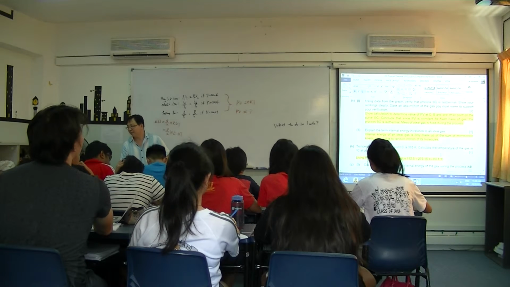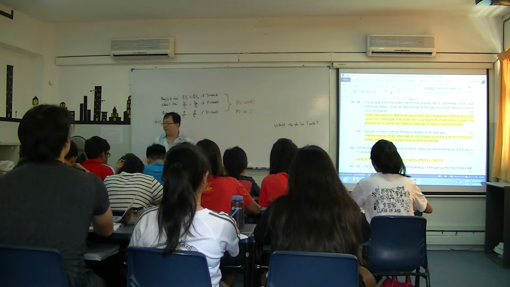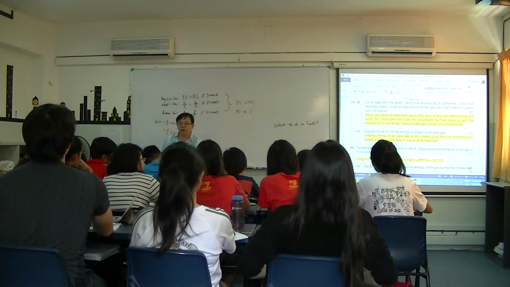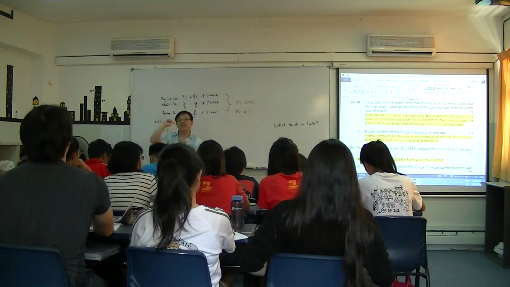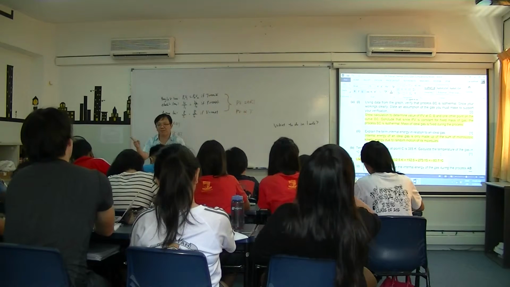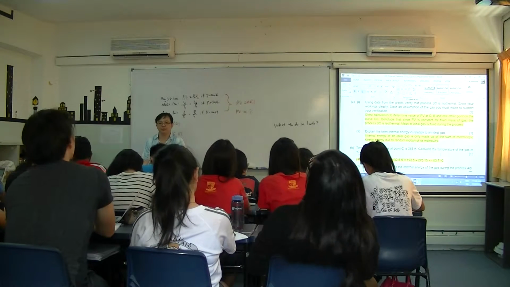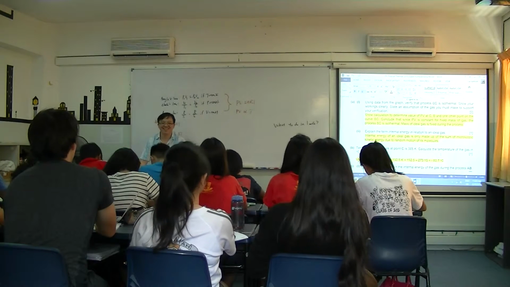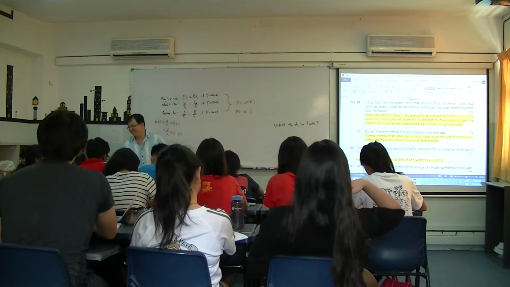Which first part? A part 1, how to do? Okay. A part 1, what to do? Just show that P1 V1 at this point equal to P2 V2 at this point. If they are the same, yes, it's isothermal process. Yeah, they are the same. Okay, go and check.